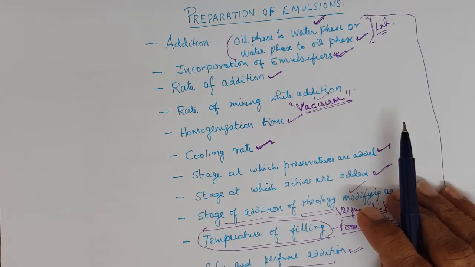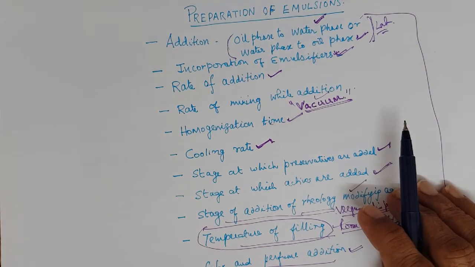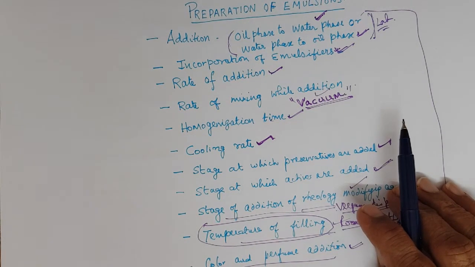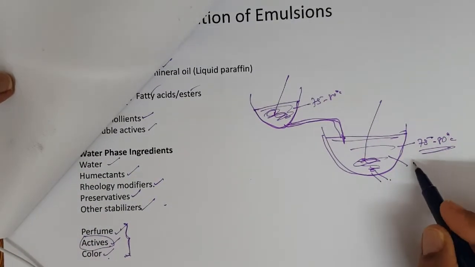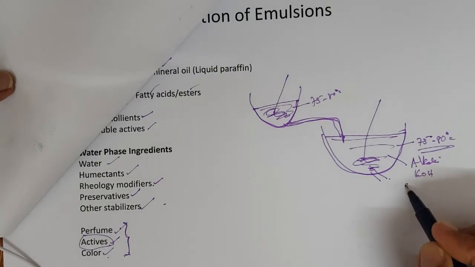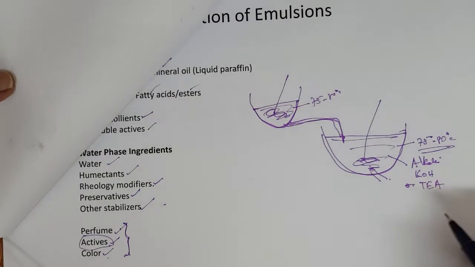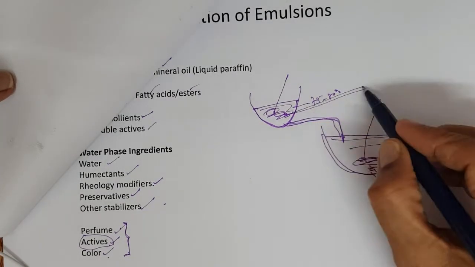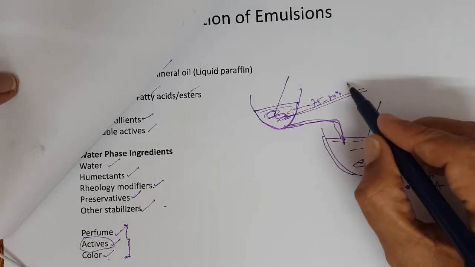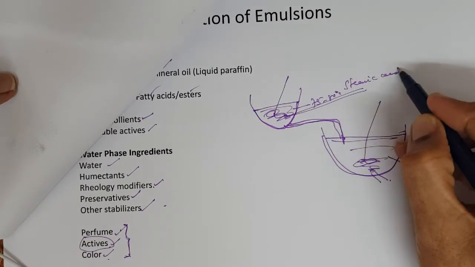So your product design, formulation design will decide which phase you are going to add the emulsifier. Sometimes the emulsifier is formed in situ. For example, in the water phase you use alkali, potassium hydroxide or triethanolamine. In the oil phase you would have used stearic acid.